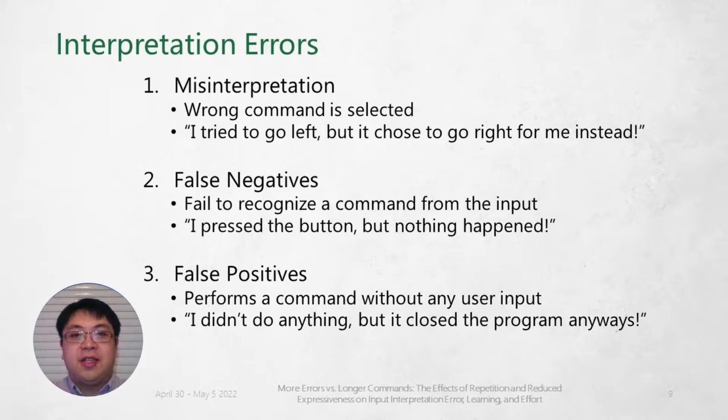Interpretation errors occur when the system interprets the user's intended command incorrectly. These errors often result in one of three types: misinterpretations, where the wrong command is selected; false negatives, where the user enters an input but the computer fails to recognize a command; and false positives, where the system executes a command without the user inputting anything. As a result of noise and interpretation errors, users are more likely to make errors themselves, be less satisfied with using the input mechanism, and have reduced performance overall.